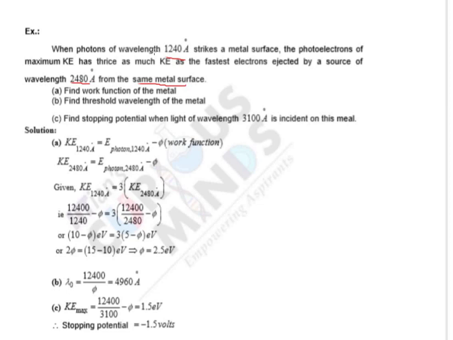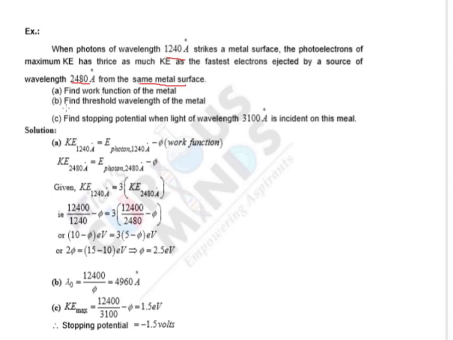The lesser the wavelength, the more the frequency, the more the kinetic energy. So here you can see wavelength is almost half of this wavelength, so this will produce kinetic energy 3 times as the kinetic energy produced by this wavelength. Okay, here मालूम पड़ा question का meaning. So what do we have to find?